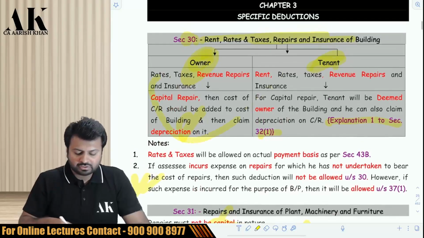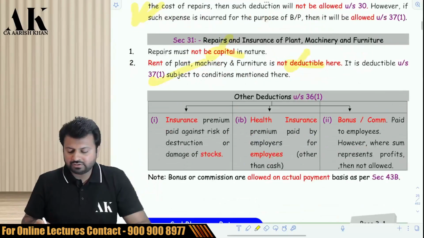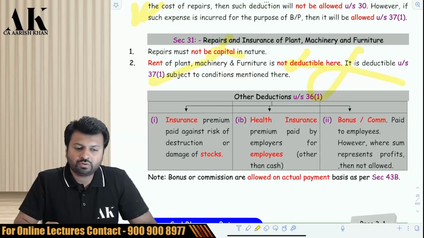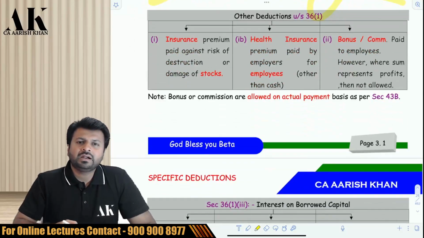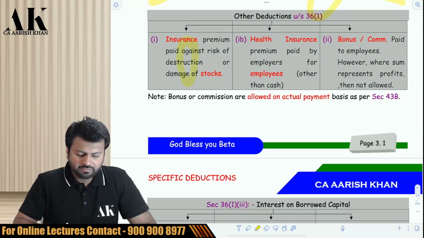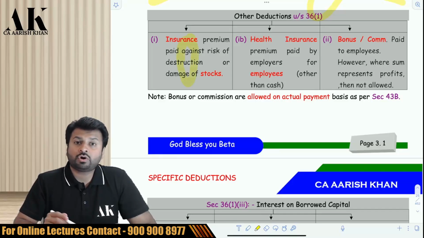Unlike section 30, where rent is also allowed to the tenant, here rent is not allowed. It can be allowed as deduction under section 37(1). Okay. Next, now there are certain small deductions which we'll talk about one by one. First one, 36 subsection 1 clause 1, if you make an insurance premium against damage of stocks, to protect stocks, you will get a deduction.